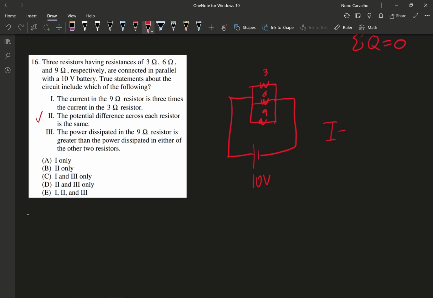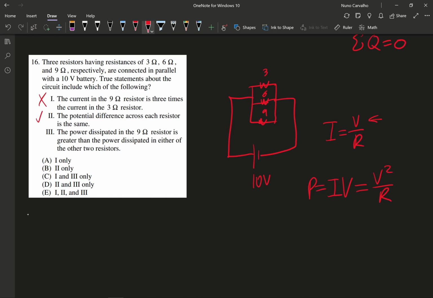And why is that? It's because of this formula here. If the voltages are staying the same, then if you were to triple the resistance, then you'd actually be cutting the current in thirds like so. And so number 1 is not correct. And then number 3, the power dissipated in the 9 ohm resistor is greater than the power dissipated in either of the other two resistors. Well, the formula for power is given by this, but let's turn this into this formula instead, which is just again using actually this right here.